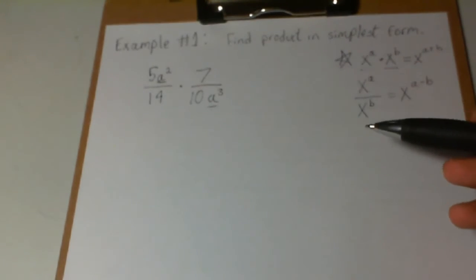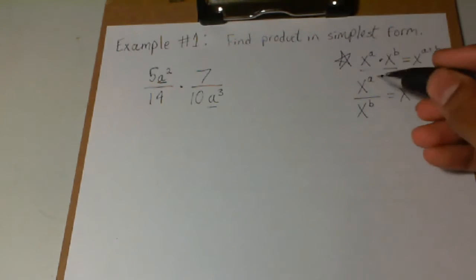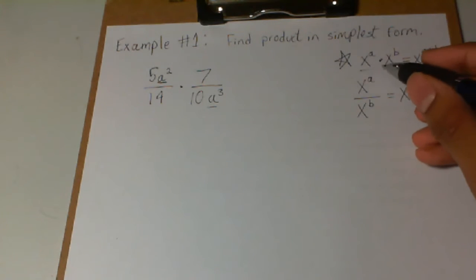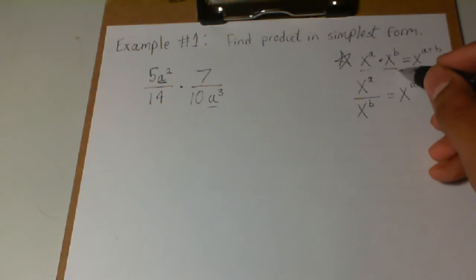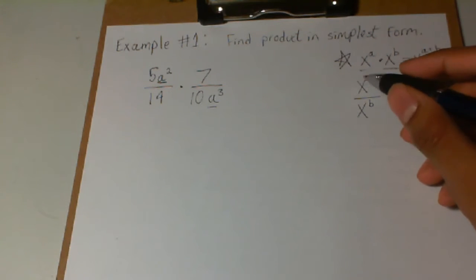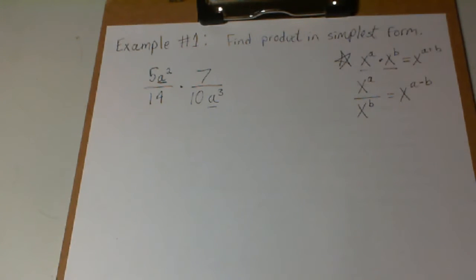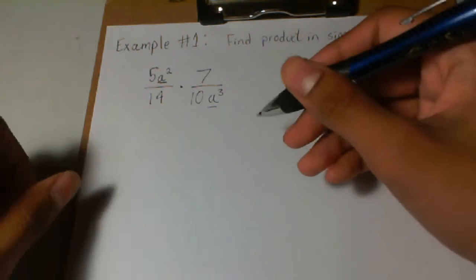So we're going to have to use these rules in solving for the product or quotient of these rational expressions. And it's really important to note that these rules only apply if these are the same base. So if they're both x or if they're both y, that's the only time you can apply this rule. For this example, I'm going to multiply and then factor, but for the next example, I'll do factoring first and then multiply. So let's get right to it.